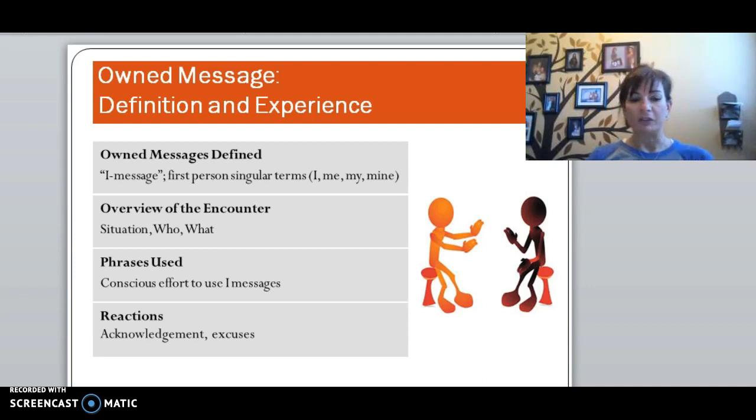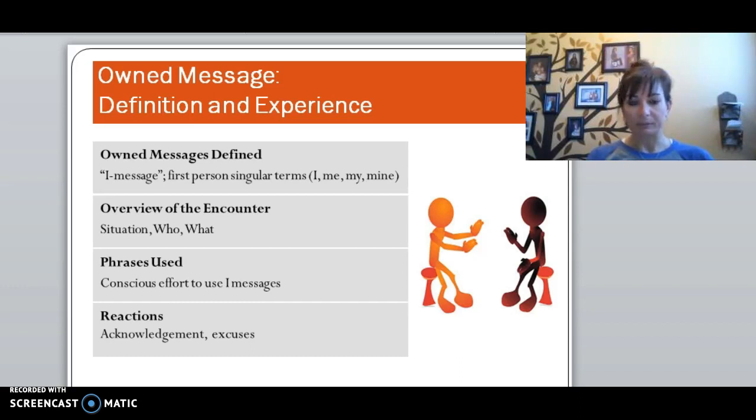So, overview of the encounter. This week I traveled to our corporate office in Minnesota, so I was gone from home for 4 days. When I returned, my house was not the way I left it. Dishes were in the sink, laundry needed to be done, and my husband and daughter's personal items were scattered all over the house.